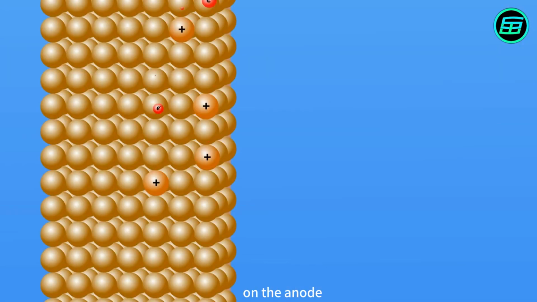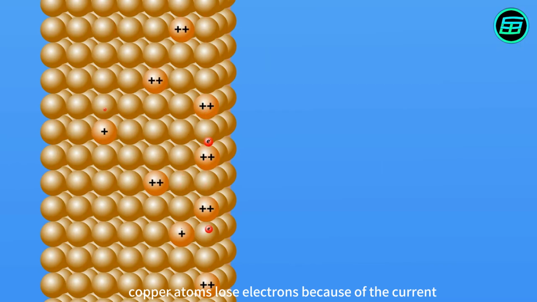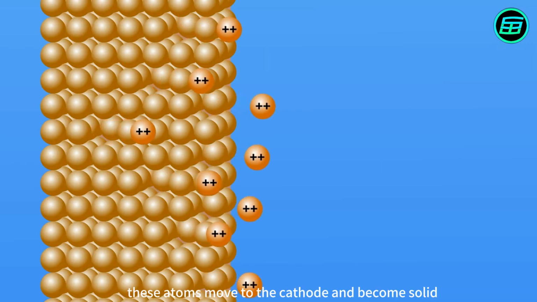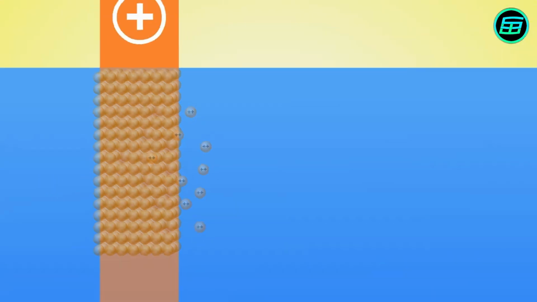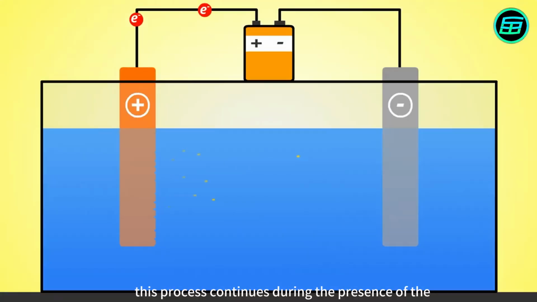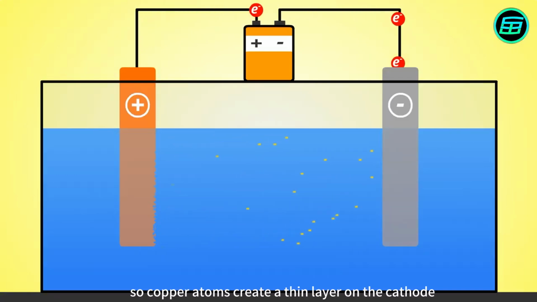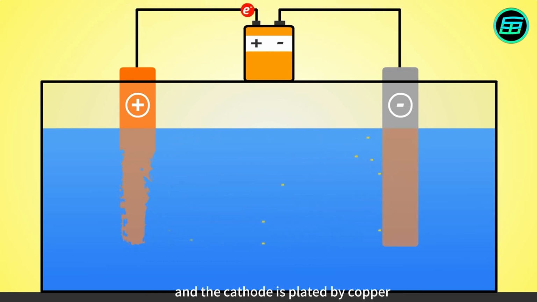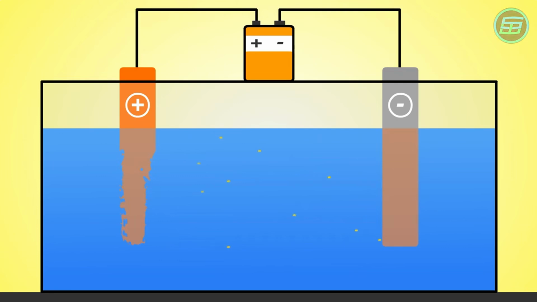On the anode, copper atoms lose electrons because of the current. Therefore, these atoms move to the cathode and become solid. This process continues during the presence of the current, so copper atoms create a thin layer on the cathode. As a result of this, the anode's mass decreases and the cathode is plated by copper.